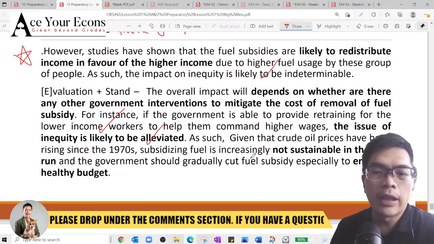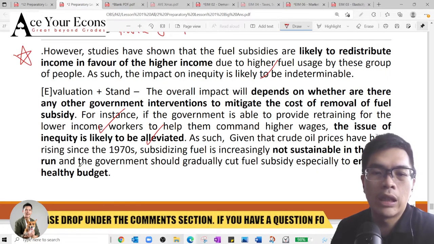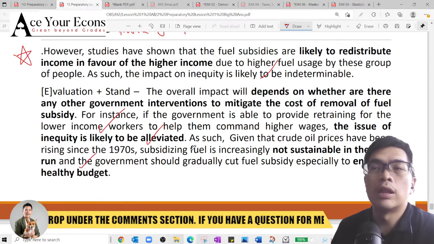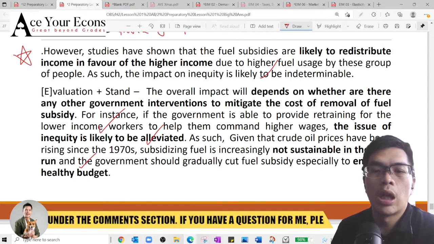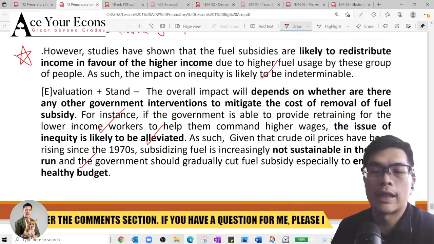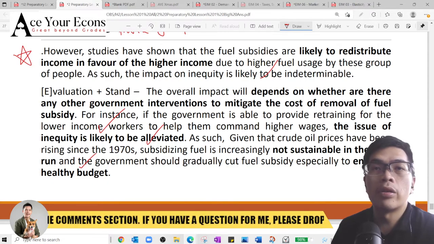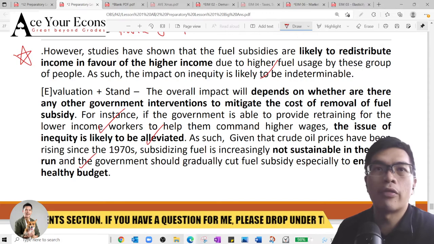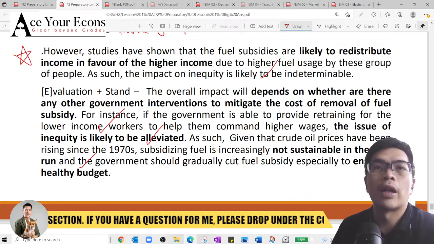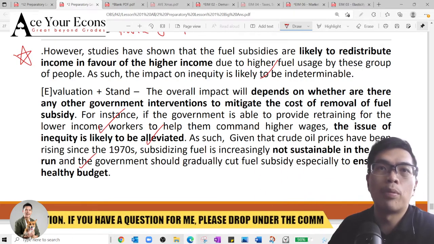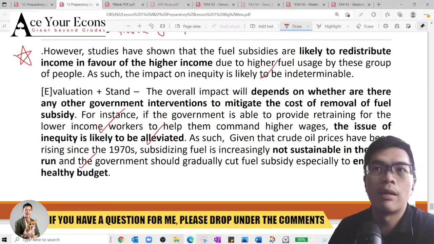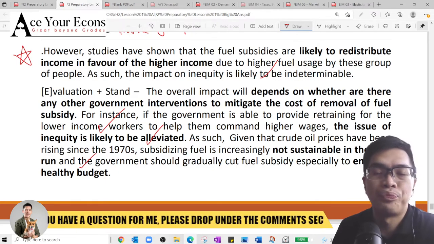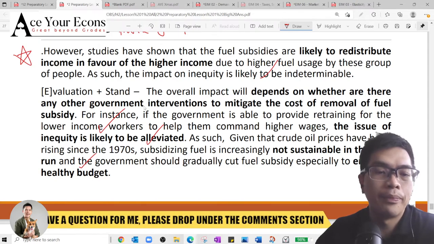So you can also see that crude oil prices have been rising steadily. So in this case, we can comment on what? We can comment on the sustainability. So you can subsidize for a short period of time, fine. But what happens if crude oil prices keep going up? You spend more money importing them and subsidizing them. It may not be sustainable for the budget. And talk about the time period.